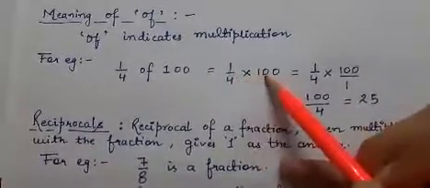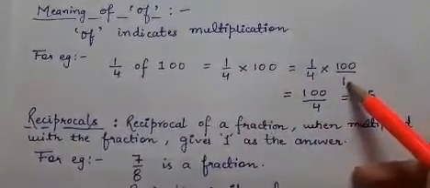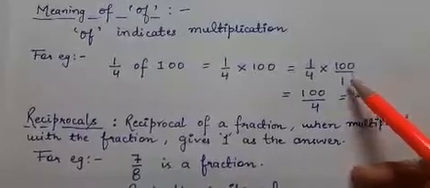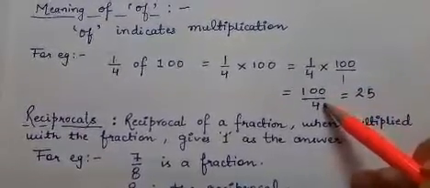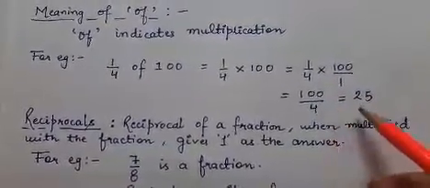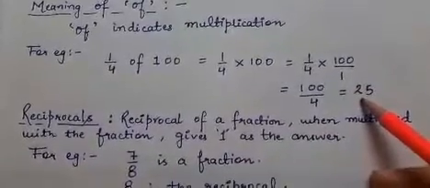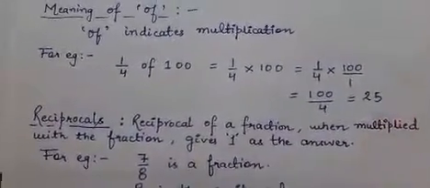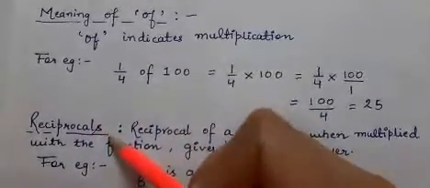So 1 upon 4 into 100, again we have written 1 as a denominator as 100 is a whole number, and we get 100 upon 4, which can be further divided and we get the final answer as 25. The next topic is very well known, reciprocals.